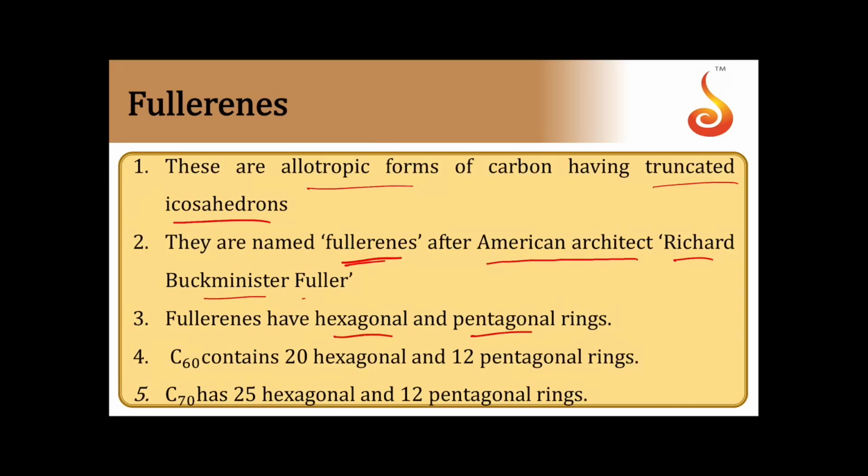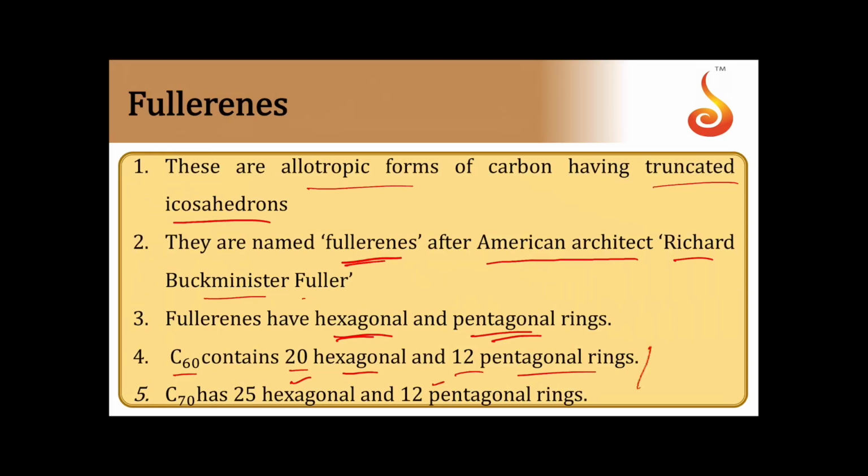Fullerenes have hexagonal and pentagonal structures. If we see the football structure, we can understand it has hexagonal as well as pentagonal rings. So C60 has 20 hexagonal rings and 12 pentagonal rings, whereas C70 contains 25 hexagonal rings and 12 pentagonal rings.